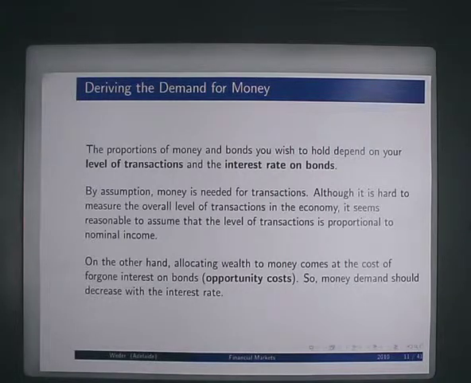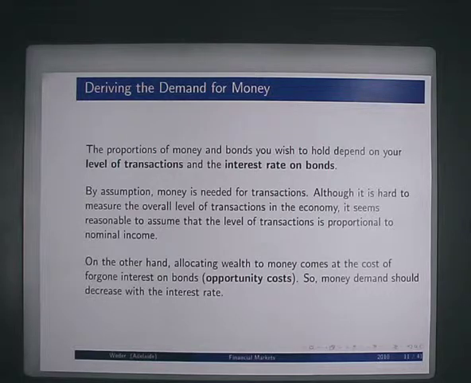So let's think about what determines our holding of currency. I bet everybody of us has some sort of money or currency with us here at this lecture. So what determines this? Why don't we just hold all our wealth in something that gives us some interest? Well, there are basically two reasons that come to mind here.